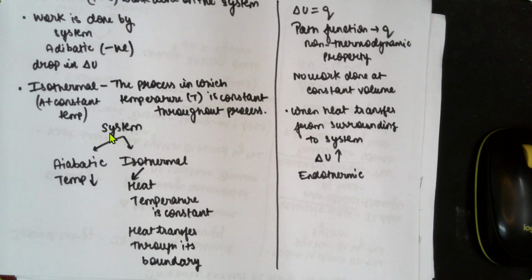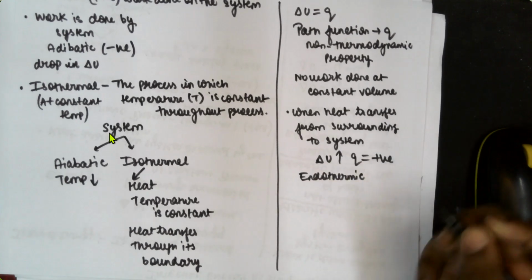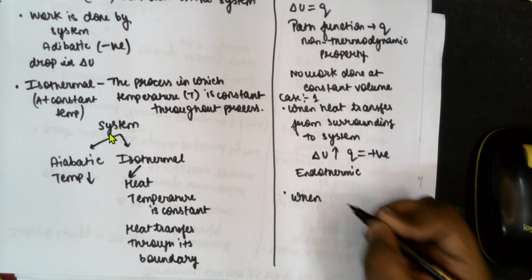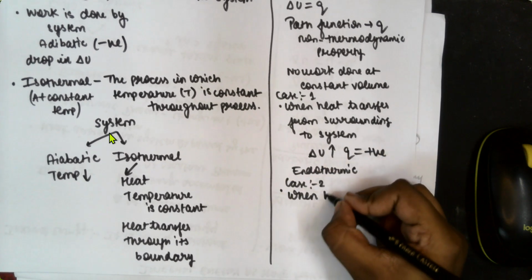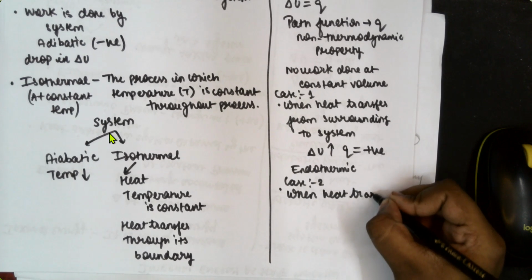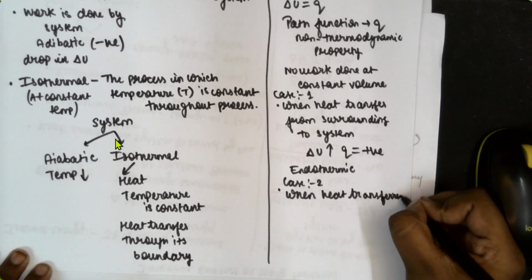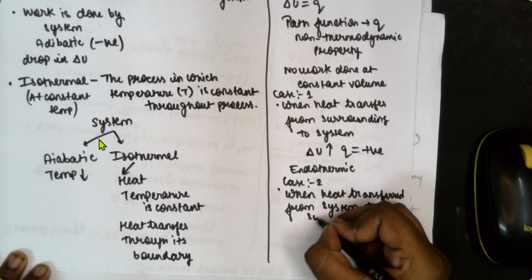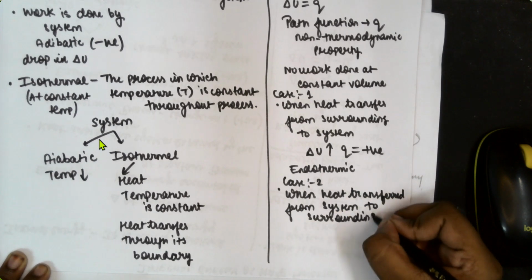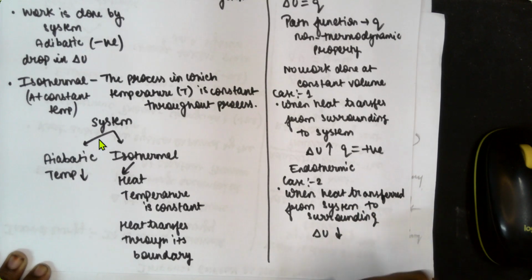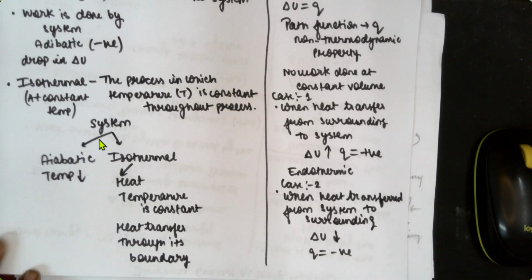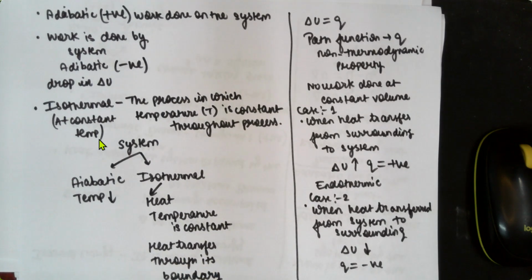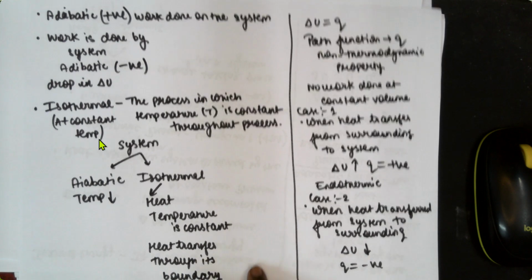Next one. Now, second case, q is negative. q is negative when heat is transferred from the system to the surroundings. What do you understand from this? System to surroundings means it should be exothermic. Heat is given out, right? So when heat is transferred from the system to the surroundings, there is a decrease in the internal energy of the system. Next one. Now let us talk about the general case.